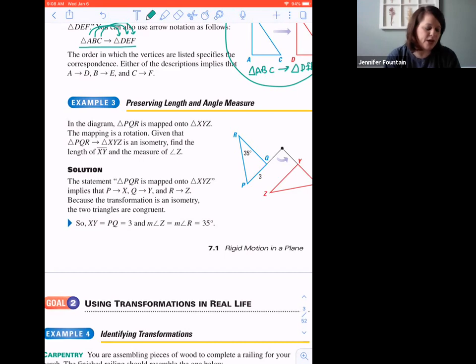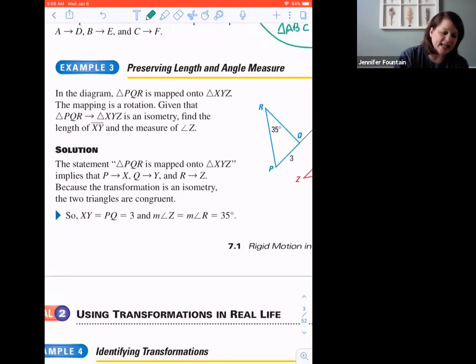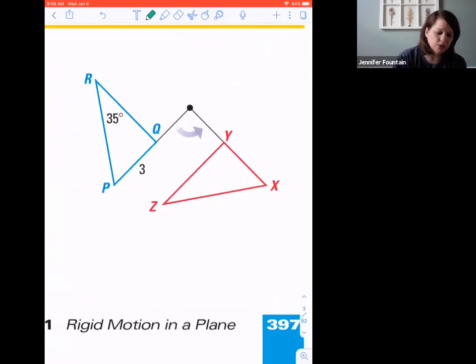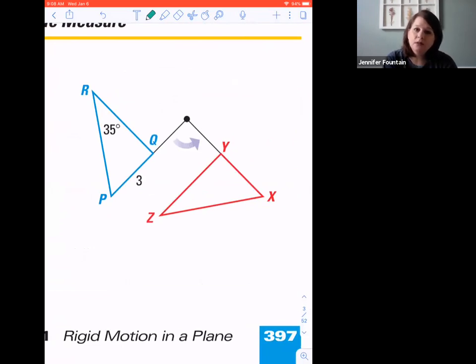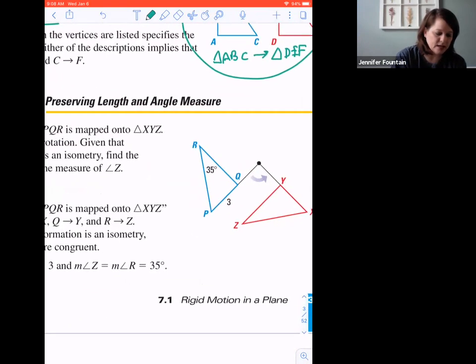So it says that triangle PQR is mapped onto triangle XYZ. The mapping is a rotation. Given that triangle PQR is mapped onto triangle XYZ is an isometry, we need to find the length of XY and the measure of angle Z. Okay, so if we know that this is a rotation, what I'm doing is looking to see what are my corresponding sides.